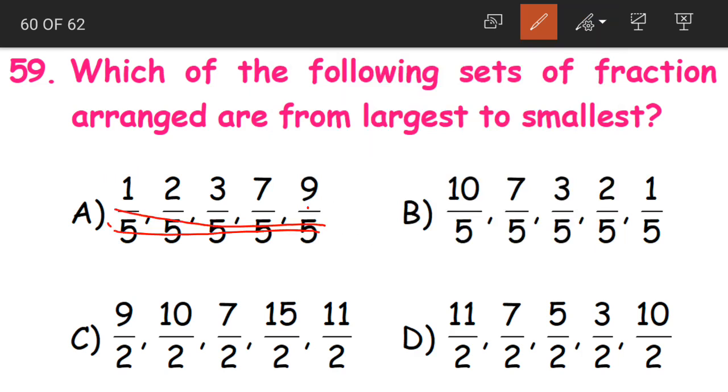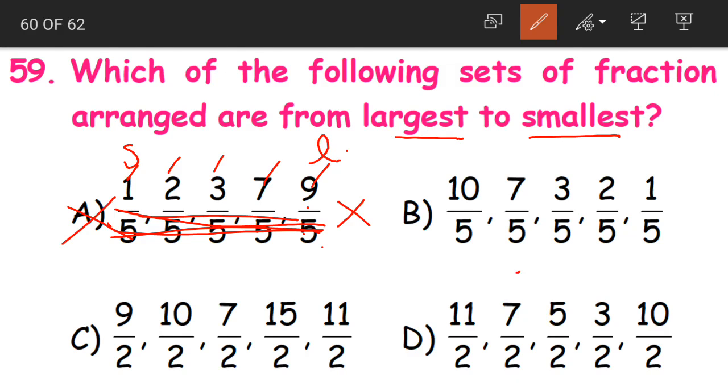Now if we remove these denominators here, what do we have? 1, 2, 3, 7 and 9. Are these arranged from the largest to smallest? No, these are arranged from the smallest to largest. So option A is not our correct answer.